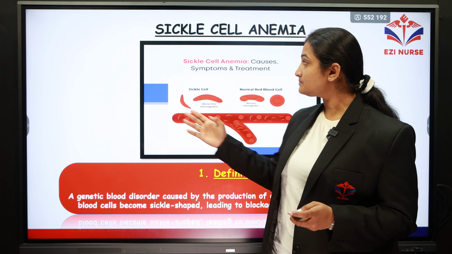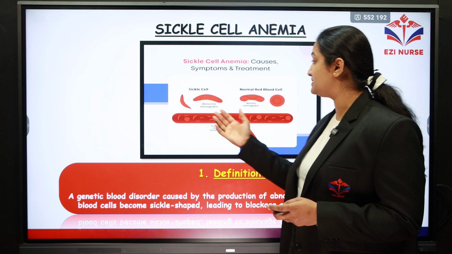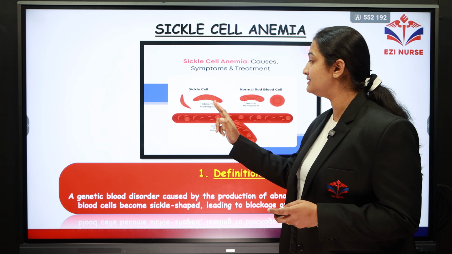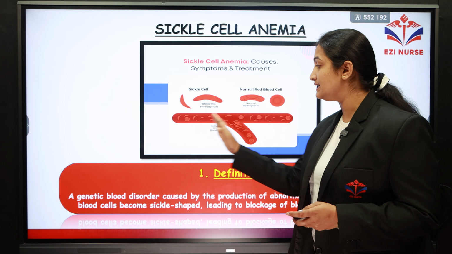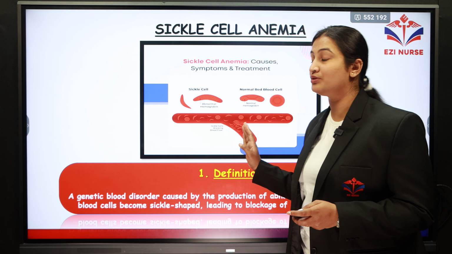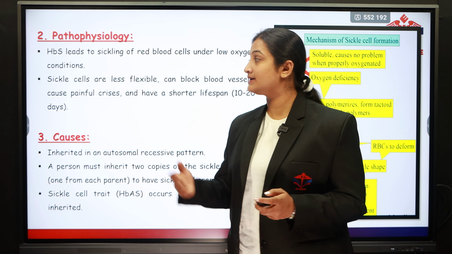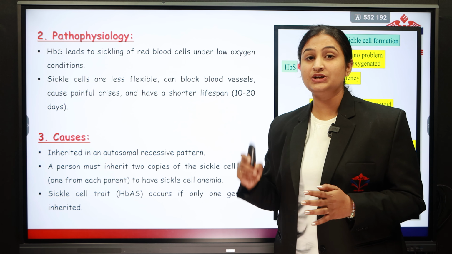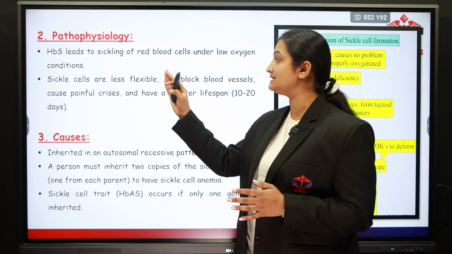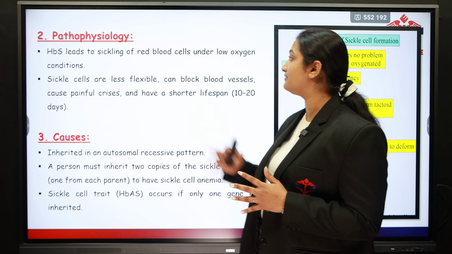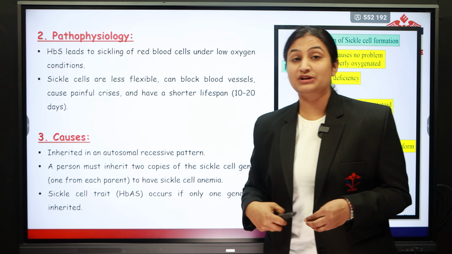There's even a picture representation wherein this is the normal hemoglobin. Here you can see the abnormal hemoglobin, and there is an obstruction of the blood flow also. Then coming to the pathophysiology and the causes. In pathophysiology, the hemoglobin level is leading to the sickling of red blood cells under low levels of oxygen.